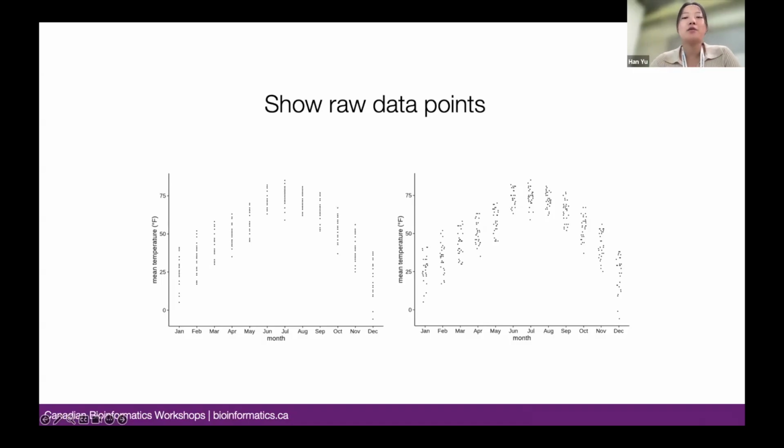So we can display the original data set, the original data points. However, there are a lot of overlaps in the left plot. So how should we do? We can use the jitter plot to help mitigate the problem of overlapping points by adding a small random offset to each data point.